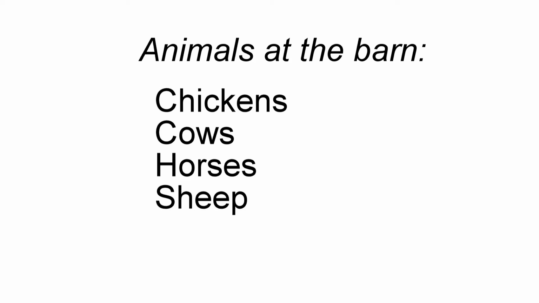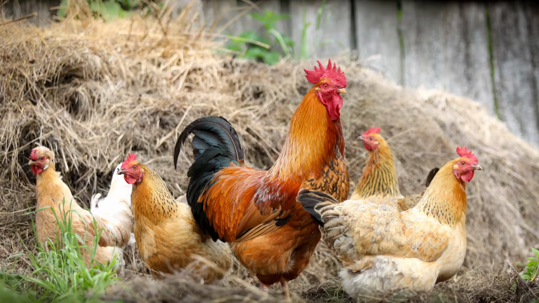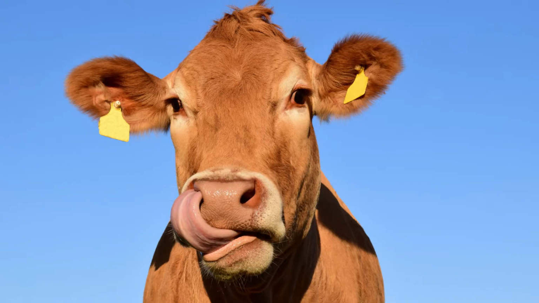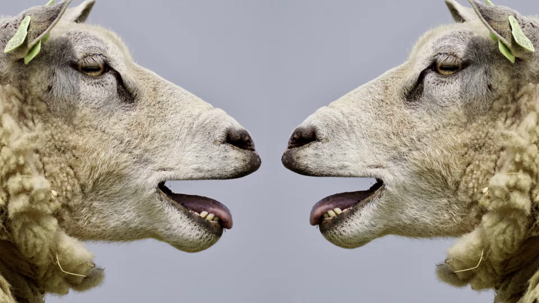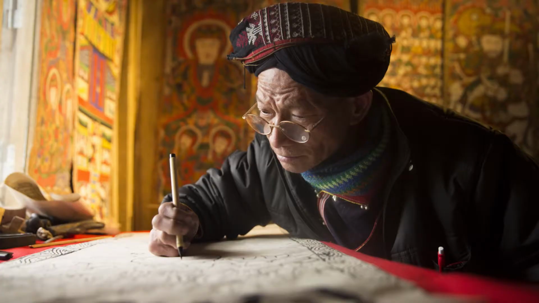An easy way to study a list is simply to say it over and over again in your head, starting with the first word, and then saying the next word with the first. So in our list, it would look something like this. Chickens. Chickens, cows. Chickens, cows, horses. Chickens, cows, horses, and sheep. Alternatively, you can write the list over and over again until you can write it down from memory.